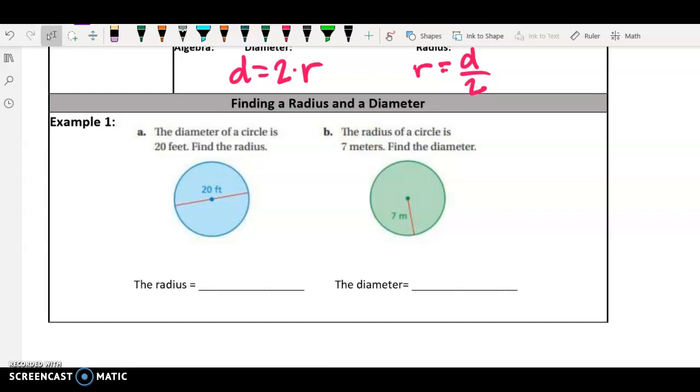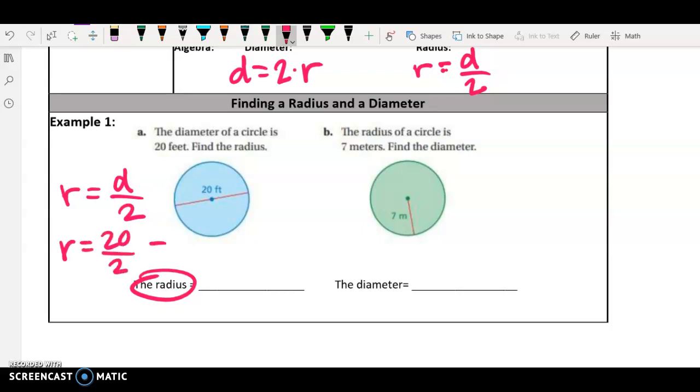So the diameter of the circle is 20, find the radius. So we know we're looking for the radius. So the radius equals the diameter divided by 2. So we have the radius equals 20 divided by 2, and 20 divided by 2 is 10. Our radius is 10 feet.